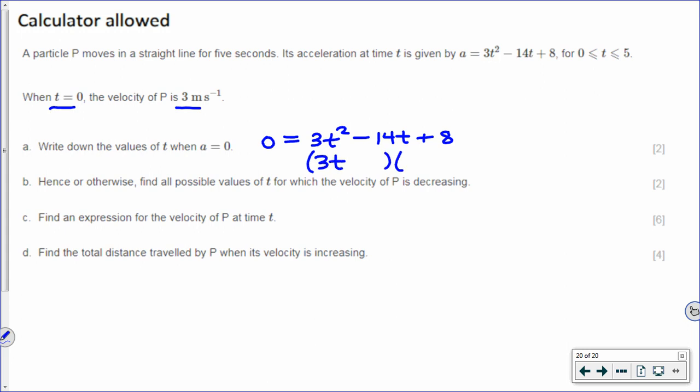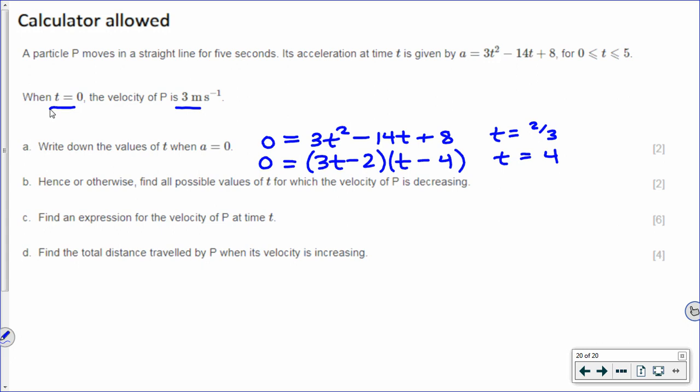So if I have 3t and t, and I need to make a positive 8 but get a negative in the middle, I'm looking at something like this, seeing if that works. It doesn't seem to work. Try switching your 4 and 2, and you'll see this one does work. When you expand it, it's going to give you that original function. So you can see t is going to be 2/3, and t is going to equal 4. So these are the two times, both of them between 0 and 5, the two times when the acceleration is 0.